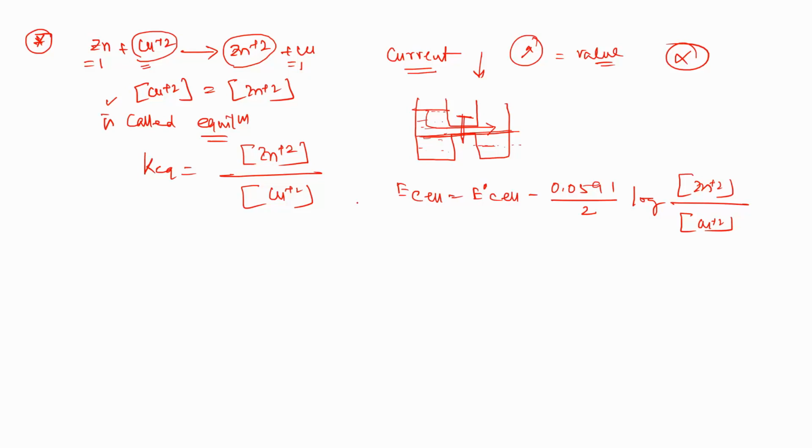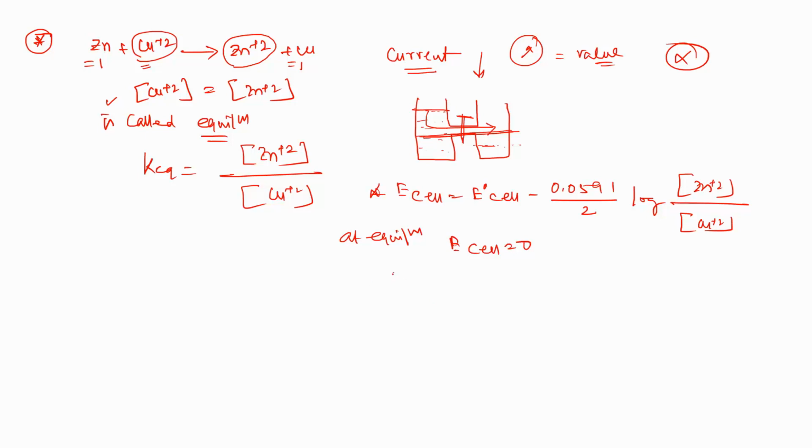E cell value equal to 0, but E0, you see, this is the E cell, which is calculated from that electrochemical cell, and E0 cell is the standard electrode potential for that cell. E0 cell equal to E0 R minus E0 L. So the value of E0 cell is a standard that will be calculated from the standard reduction potential value of each half cell. So here at the equilibrium condition, E cell equal to 0.